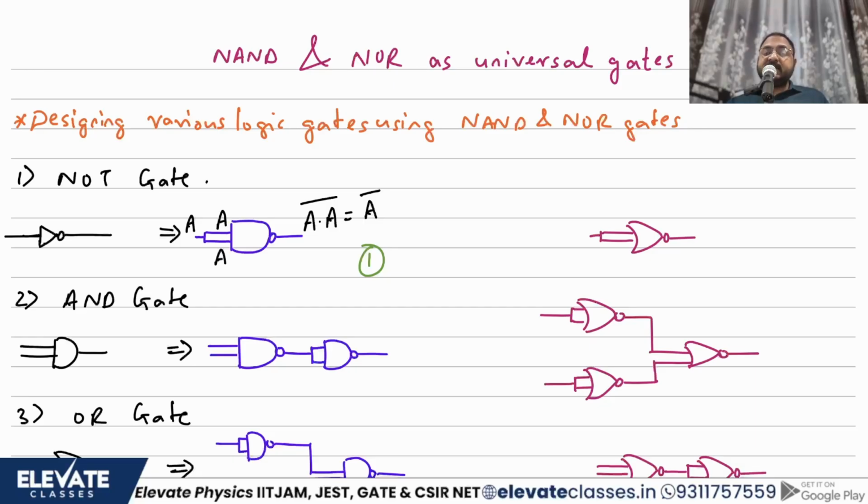Now let's see if we can design an AND gate. To design an AND gate, what we simply do is we will use one NAND gate. So what we'll get is, let's say this input is A, this input is B. What will be the output over here? The output at this point should be A dot B complement, correct? That is the definition of a NAND gate, right? So we will have A dot B complement.